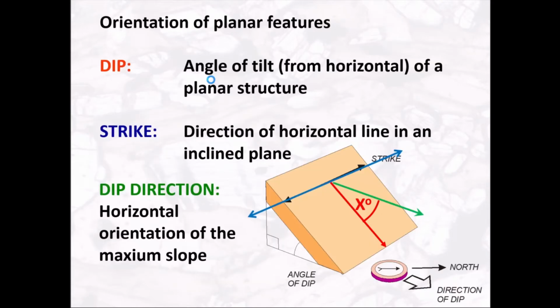To summarize, the dip is the maximum angle of tilt from the horizontal to the surface of the plane. Strike is the direction of the only horizontal line that you can draw along the surface of that inclined plane. And the dip direction is the horizontal orientation in the direction of dip. Dip is measured as a number between 0 and 90. Both strike and dip direction are recorded as a 3-figure compass bearing.